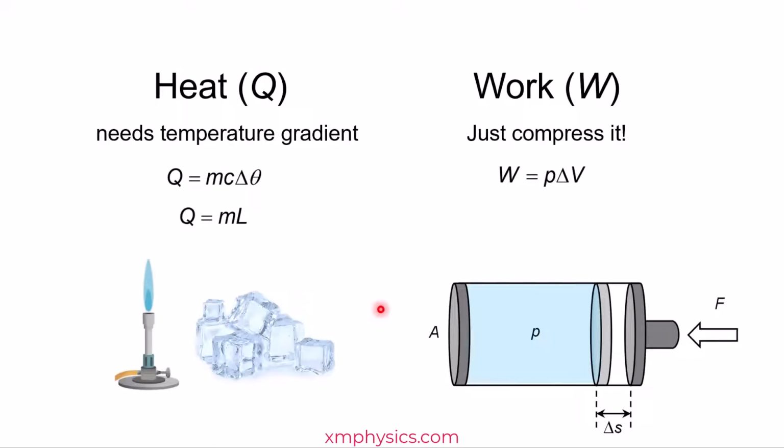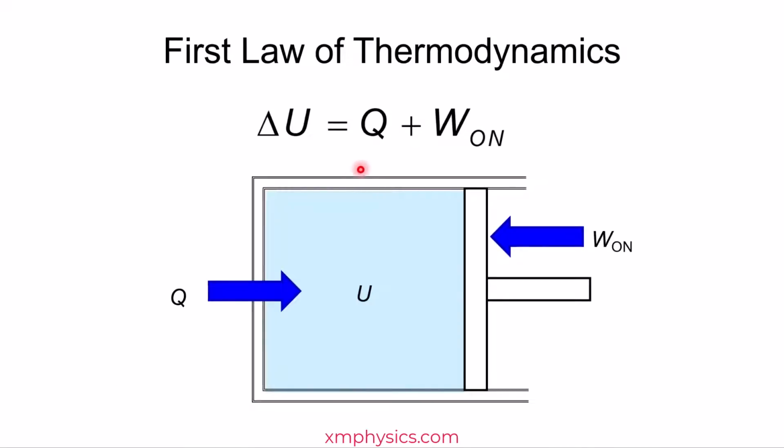Hello. By now you should have learned that there are two ways to change the temperature of a gas. One is by heating, the other one is by doing work on it. In terms of energy, we can say that the increase in the internal energy of a system comes from the heat supplied plus the work done on the system. So see, the internal energy of a gas can increase either by supplying heat to it or by compressing it. This equation here is called the first law of thermodynamics.